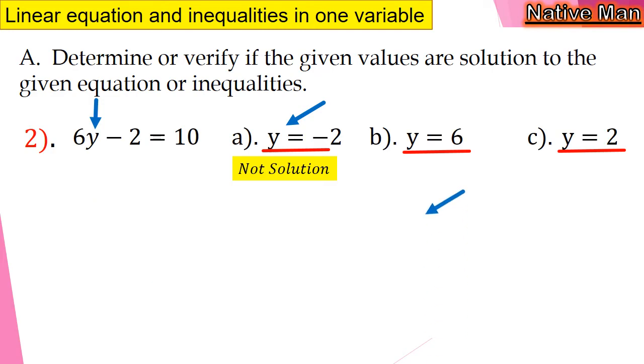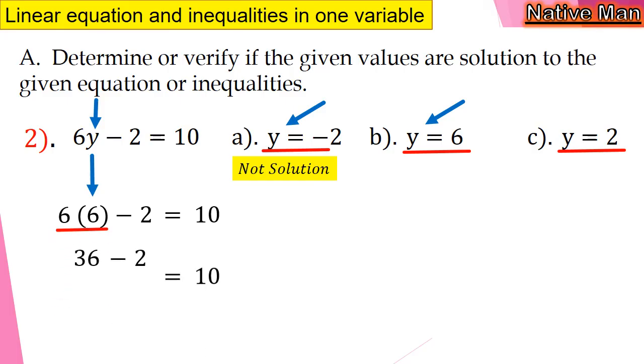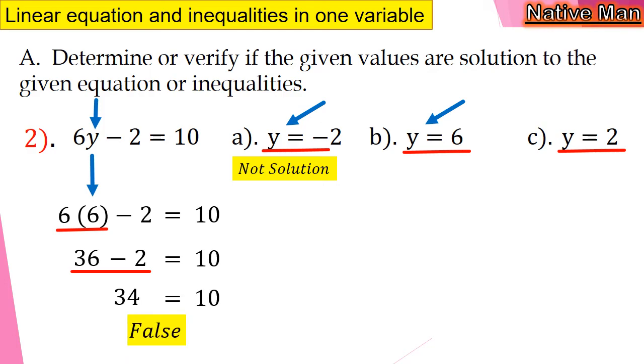Okay, so how about letter B? y is equal to 6. Again, we substitute the value of the variable y. So 6 times y, so 6 times 6, the value of y in letter B. Then bring down, minus 2 is equal to 10. Multiply first again. 6 times 6 is 36. Minus 2 is equal to 10. Then subtract. 36 minus 2 is 34 is equal to 10. Is it true that 34 is equal to 10? No, that is false. So the value of y, 6, is not a solution.